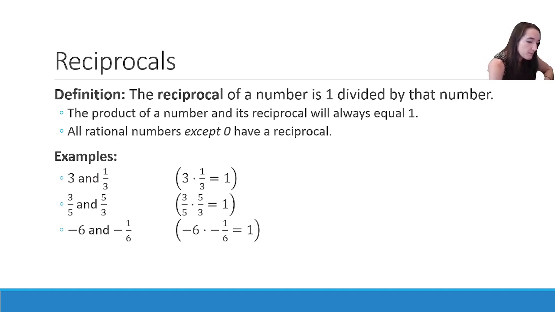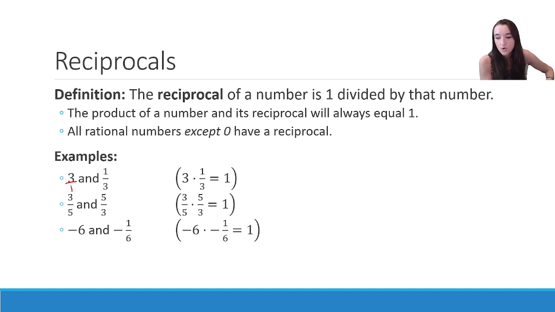Okay? So 3 1/3. Now, flipping it upside down, I mean in the sense that 3 can be written as 3 over 1. So flipping it is 1 over 3. And if I do 3 times 1/3, I get 3 over 3, which is 1. 3/5, 5/3. -6, -1/6. It keeps its sign. So if it's positive, its reciprocal is positive. If it's negative, its reciprocal is negative, because negative times negative equals a positive. So if I multiply -6 by -1/6, I get positive 1 like I wanted.